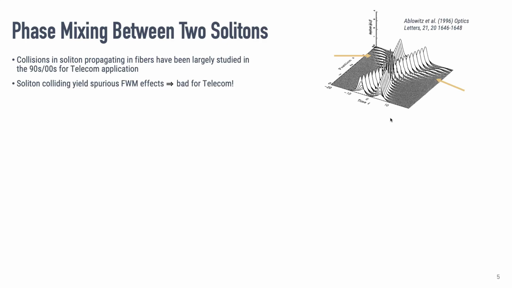So as I say, collision of solitons has been studied since the 90s, in particular because of telecom. Solitons were used for telecom during the bubble for propagating information. As you can imagine, if you send multiple solitons at different repetition rates in the same fiber, at some point they're going to collide and might start to do some nasty stuff that can be annoying for telecom. In particular, in this paper, they highlight that the collision can yield four-wave mixing processes. And so they go on explaining how they don't want that.